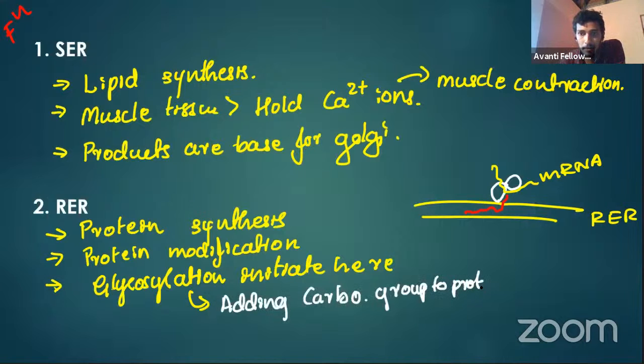So does all type of cell contain this? Yes. All eukaryotic cells will contain smooth endoplasmic reticulum and rough endoplasmic reticulum, but the composition will vary depending upon the function. Okay. Any other things?